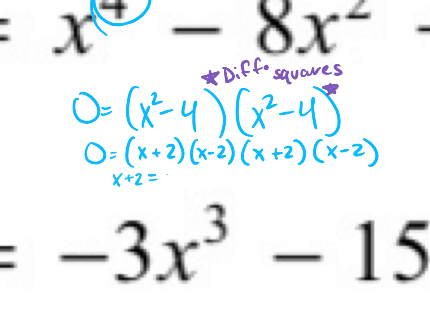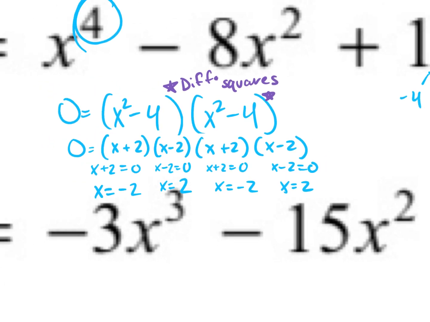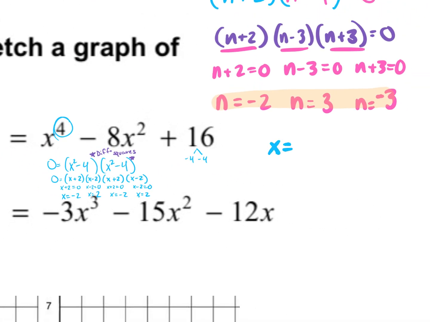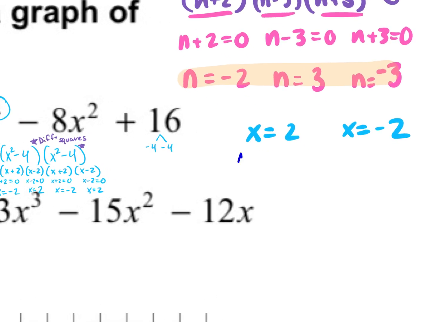So x plus 2 equals 0, x minus 2 equals 0, x plus 2 equals 0, and x minus 2 equals 0. So what does x equal? -2, +2, -2, and +2. So I'm just going to write it on the side over here. So I had x is equal to +2 and x is equal to -2. How many x is equal to +2's did I have? 2. So I have a multiplicity of 2.